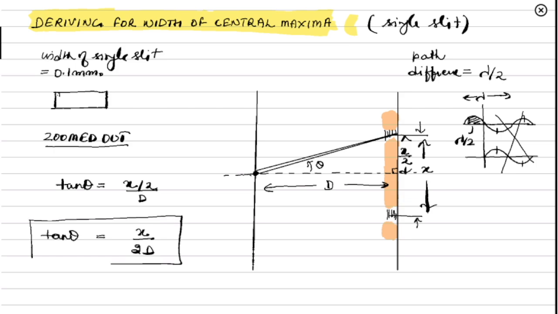Can you see the similarity to what we did in Young's double slit experiment? In a similar way, we are just finding one triangle in the zoomed out version and calculating tan theta. This will become our first equation.